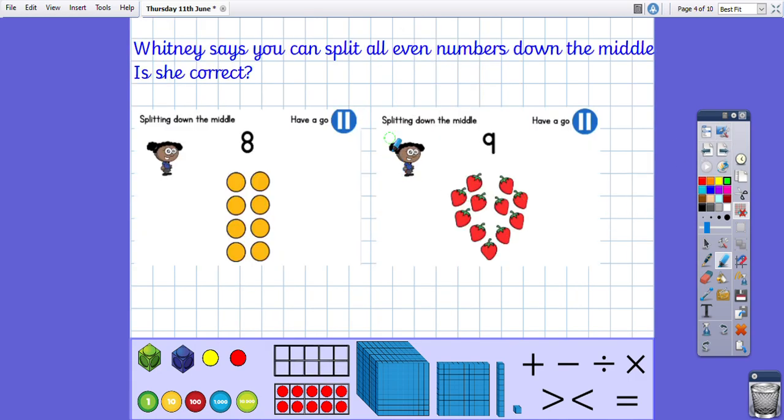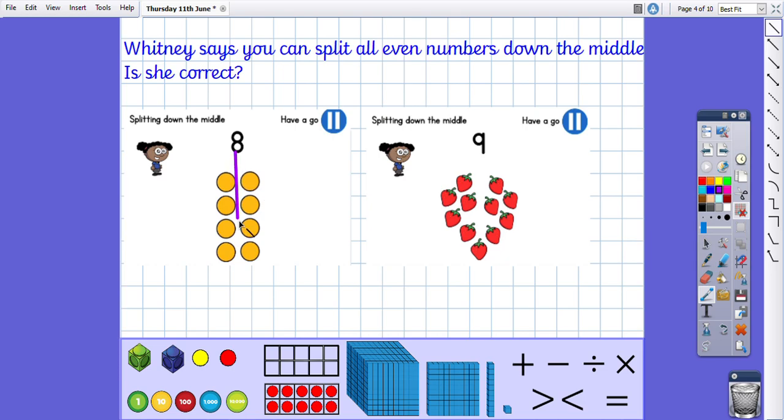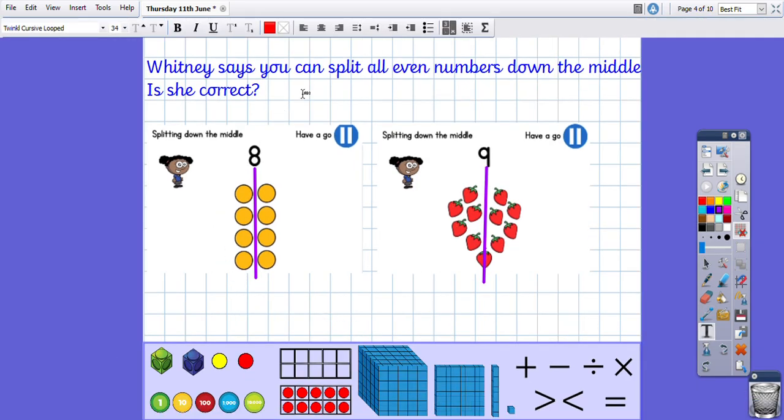Whitney says you can split all even numbers down the middle. Is she correct? So I want you to draw these out for me and then try splitting them down the middle and see if you can. So I'm going to split this one right down the middle here. I can split that right down the middle, just like Whitney said. And I can split number 9 down the middle, but it splits a strawberry in half. And then it wouldn't be equal. I wouldn't have two equal groups because there wouldn't be a whole strawberry, it would only be half a strawberry. So yes, you can split even numbers down the middle.